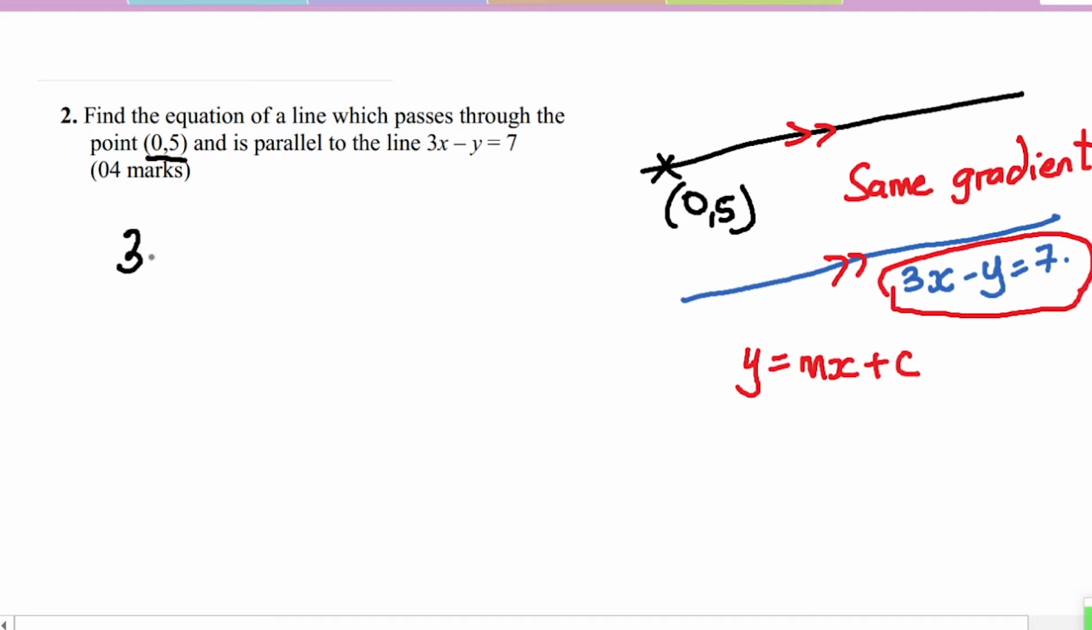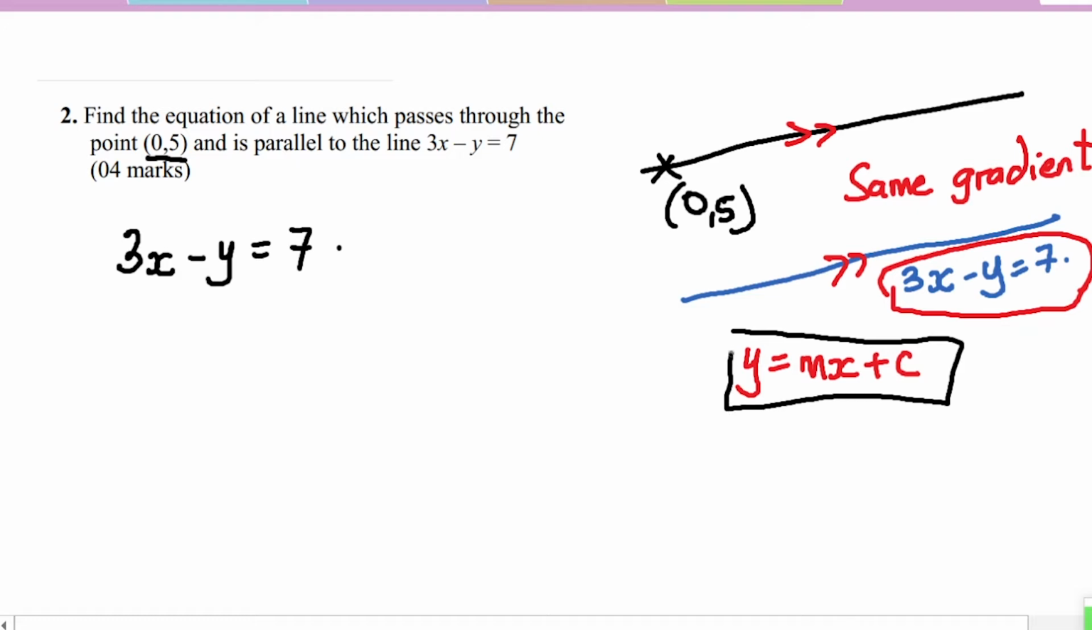First of all, the line is 3x minus y is equal to 7. So I am going to make y the subject of the formula so that we arrange it in this form, y is equal to mx plus c. So this is what I'll do. Let me get this 3x, let me throw it that side. This becomes negative y is equal to 7 minus 3x.